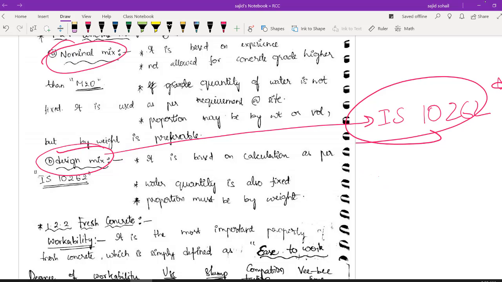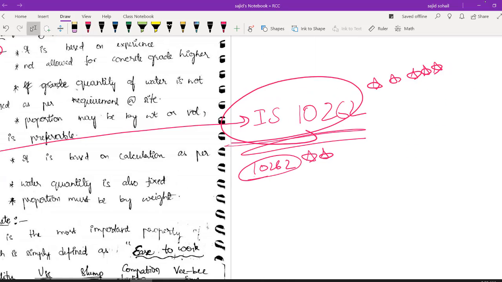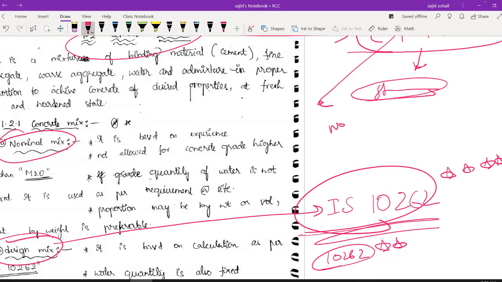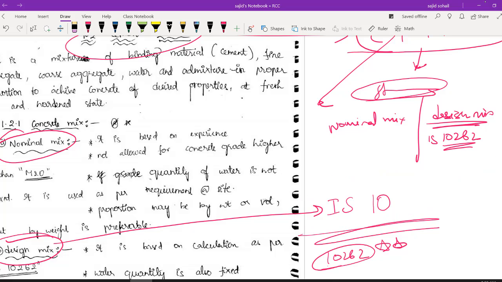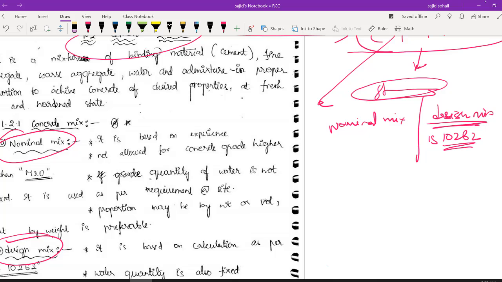The design mix वाला code book कौन सा है? IS 10262. Very important bit for your competitive examinations also. Okay, so we have two methods. One is nominal mix, दूसरा होता है design mix. Design mix is as per the code book कौन सा है? IS 10262. Okay, and it is used only for concretes greater than M25.